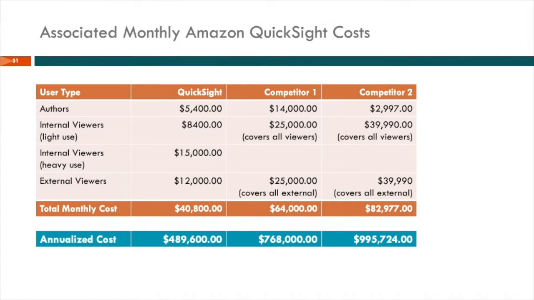Now, if we compare it to the competition out there, we're looking at $64,000 and $83,000 a month for those guys. Annualized, you're looking at about $500,000 a year to support that scenario with Amazon Quicksight. You're looking at $750,000 a year for one competitor and almost $1 million a year for the other. Now, in this scenario, we're dealing with things like high availability with those other vendors. This does not take into account all the infrastructure management costs that you have to take on with them. This is just license fees.